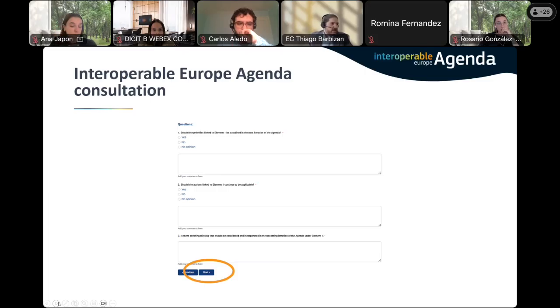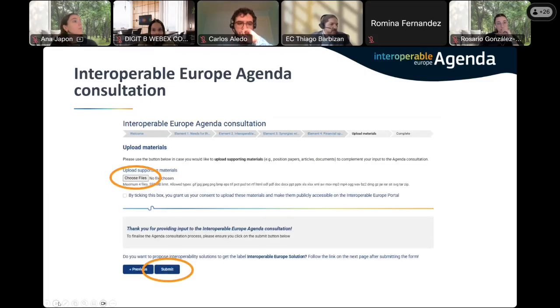And then by the end, on the next slide, you are also prompted to a page where you can upload materials. So if you have a position paper, if you have an opinion that your organization or your team wrote that would then complement your input to the consultation, you have the option to upload this document, but also you need to grant us consent to upload this on the portal, of course. And then you submit your input to the consultation.